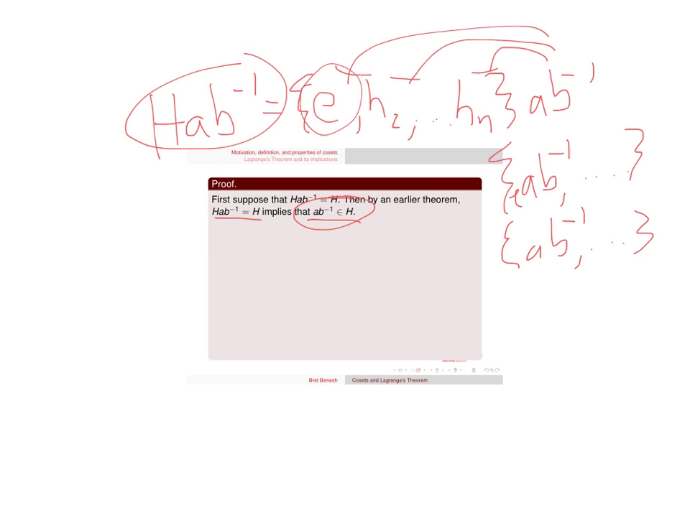Because if I have H equal to HAB inverse, AB inverse is pretty clearly always going to be in here. And then if H is equal to that, then I get AB inverse. All right, so HA equals HB, you can think of it as just, I can multiply both sides by B, and I get that HA equals HB.